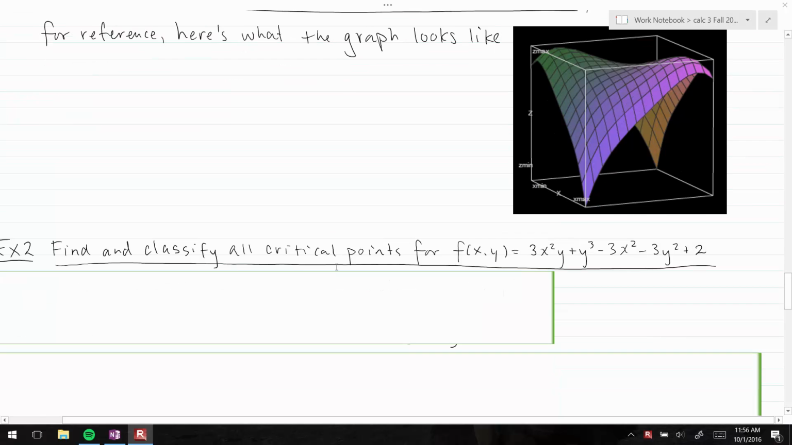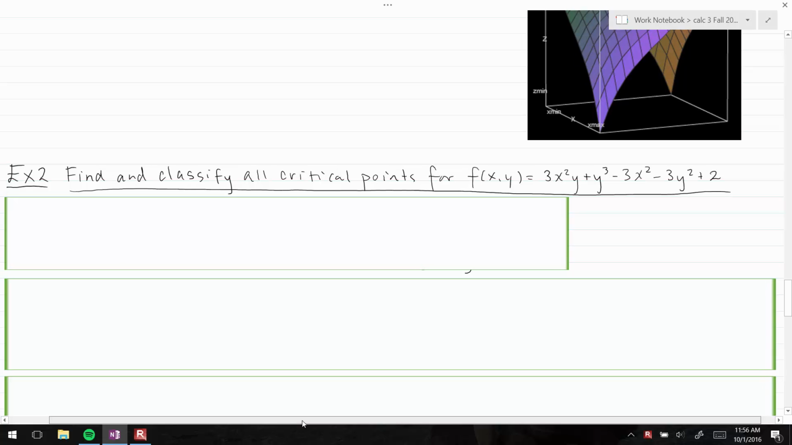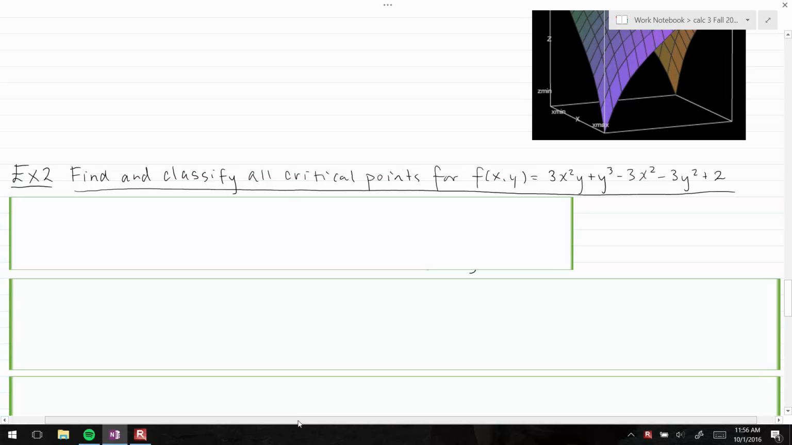Alright, we're on to example 2. We're going to find and classify all critical points for f of x, y equals 3x squared y plus y cubed minus 3x squared minus 3y squared plus 2. So pretty much doing the same thing as example 1, just getting some extra practice, and a chance to see some other algebra.